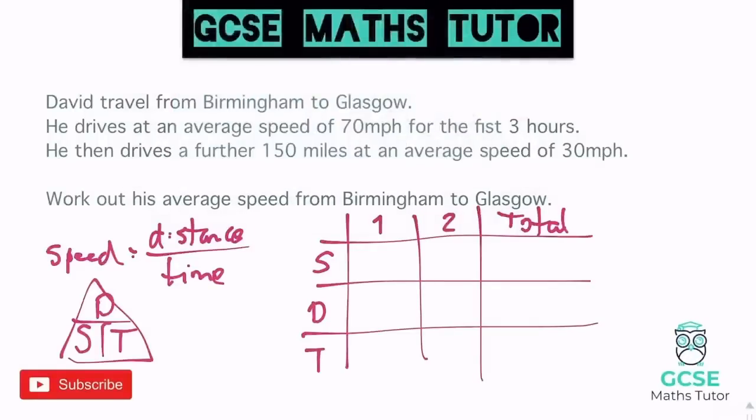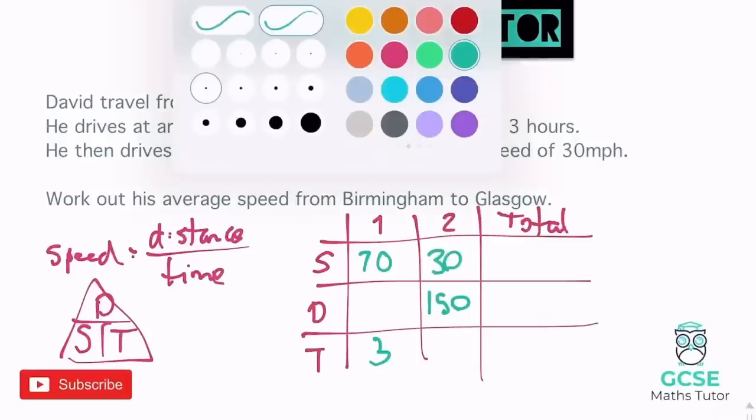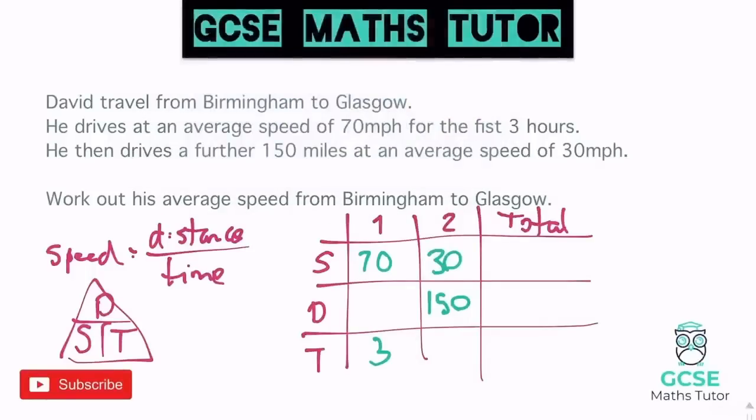Okay, so at the moment we have, he drives at an average speed of 70 miles an hour for the first 3 hours. So this first one here is 3 hours and he drives at a speed of 70 miles an hour. The second part, it says he drives 150 miles, which is a distance, and he drives at an average speed of 30 miles an hour, so that's going to go just above there. And we want to work out essentially the average speed for the whole journey, which is this one just here. Now again, we can't join together speeds, it's going to be somewhere in between the 70 and the 30.